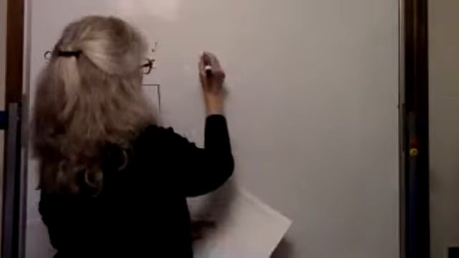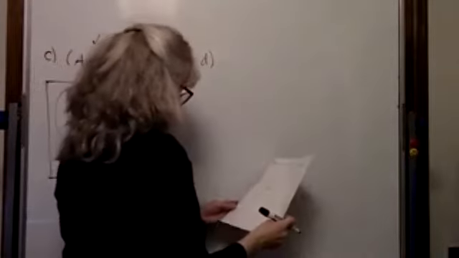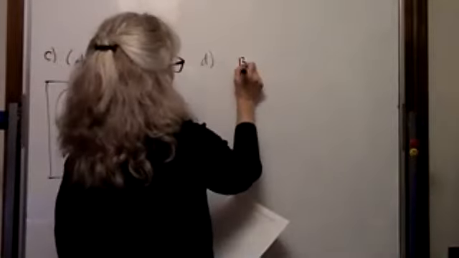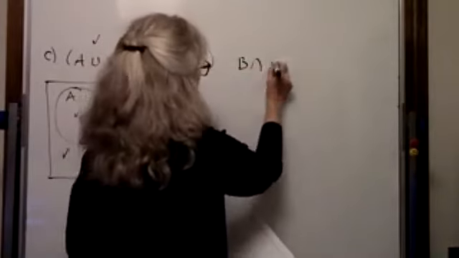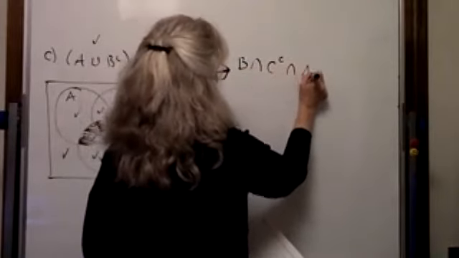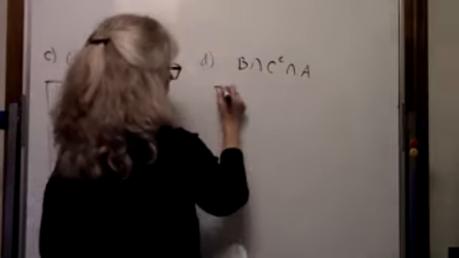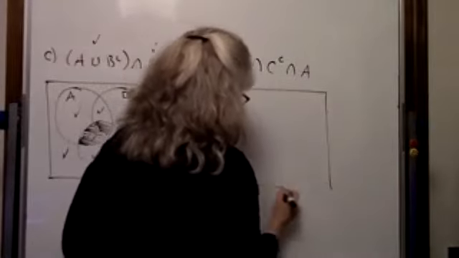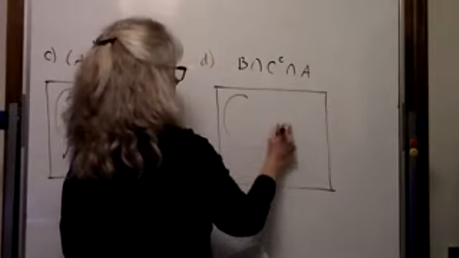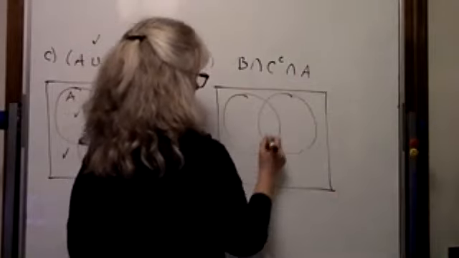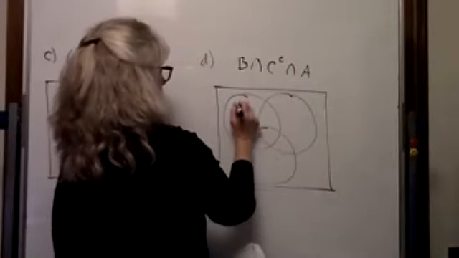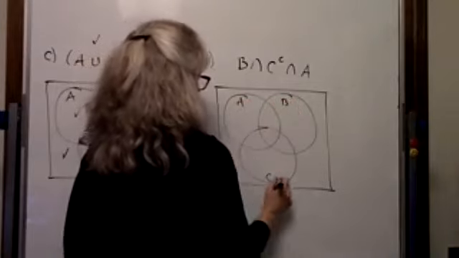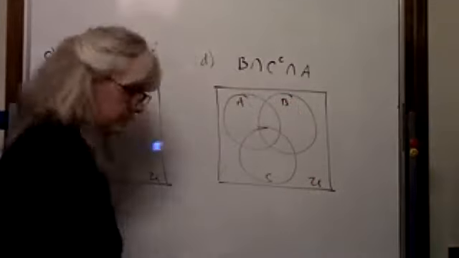So part D on this one says we need B intersect C complement intersected with A. So B intersect C complement intersected with A. C, and don't forget to mark the universe.